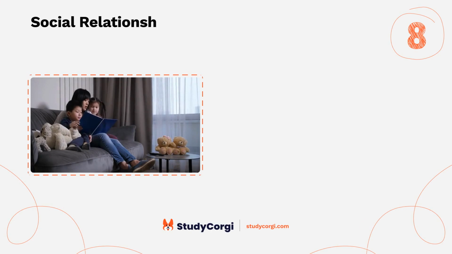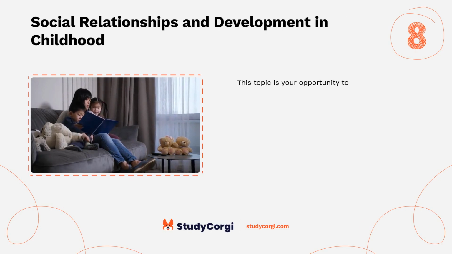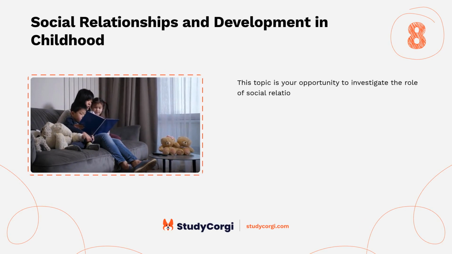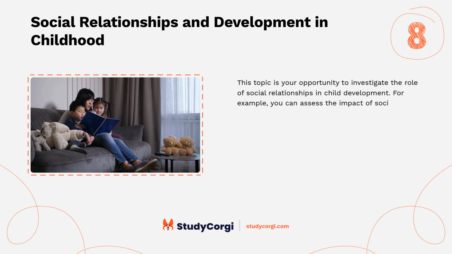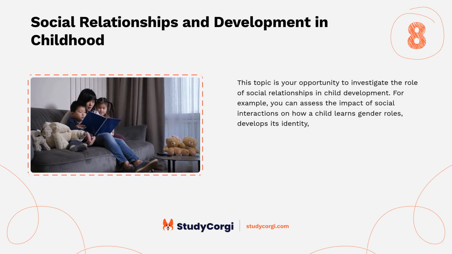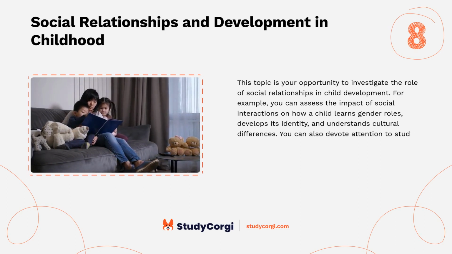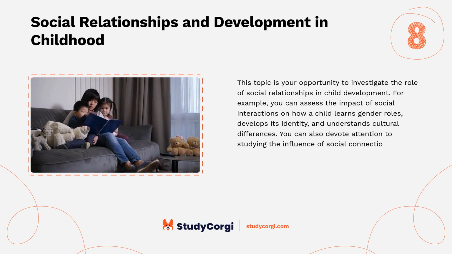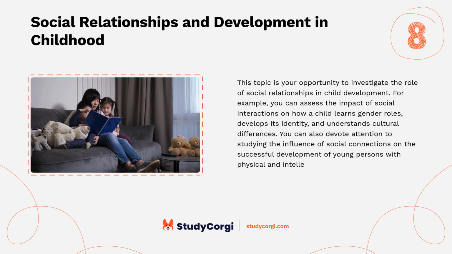Social relationships and development in childhood. This topic is your opportunity to investigate the role of social relationships in child development. For example, you can assess the impact of social interactions on how a child learns gender roles, develops its identity, and understands cultural differences. You can also devote attention to studying the influence of social connections on the successful development of young persons with physical and intellectual disabilities.